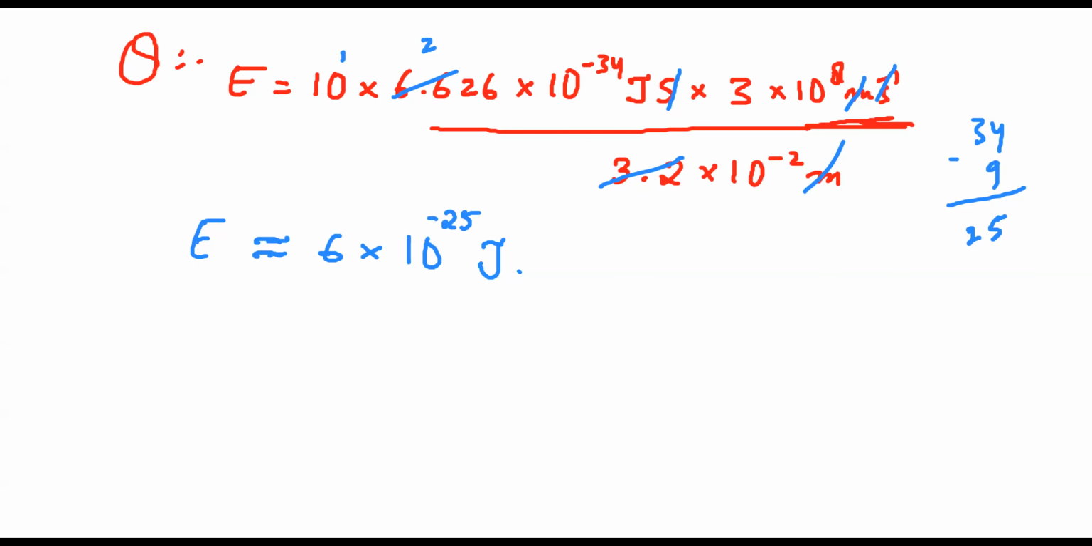Is it correct now? Have you got it? Yes, sir. Sir, how do we solve the 10 power questions? We have 10 raised power minus 2 in the denominator. Exactly. In the denominator we are having 10 raised power minus 2, so when it moves up, it will become plus 2. So exactly, it will now be 10 raised power minus 23, right? Exactly.